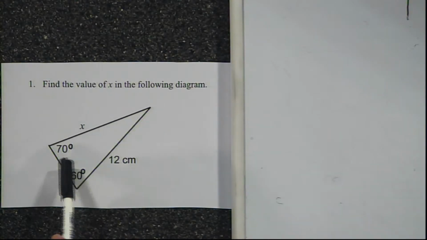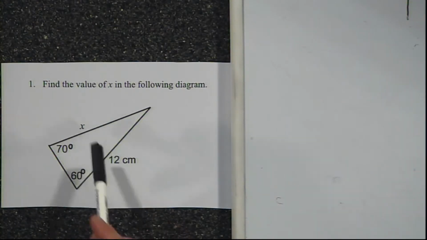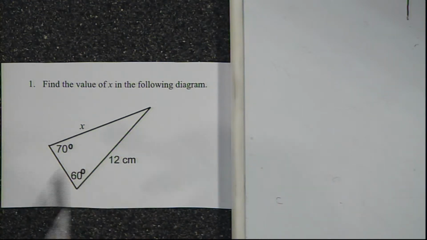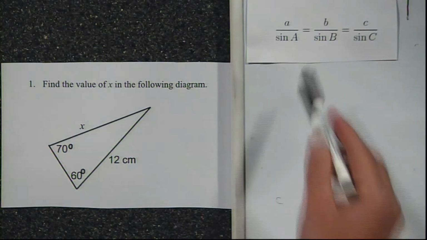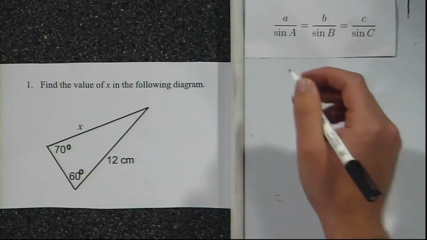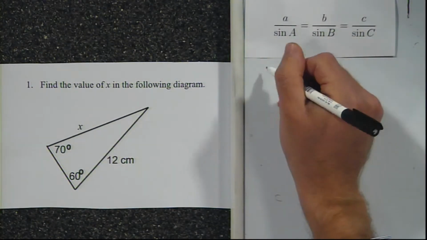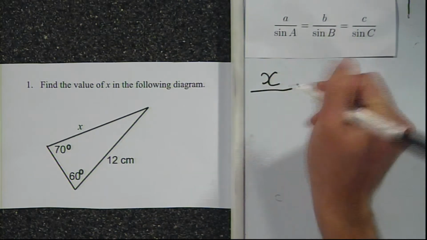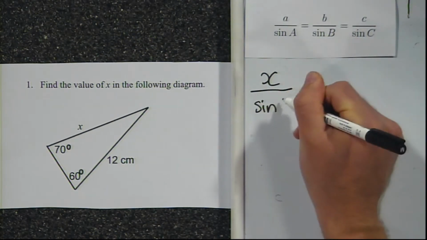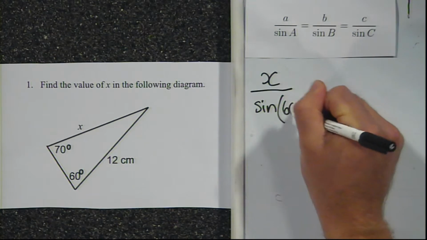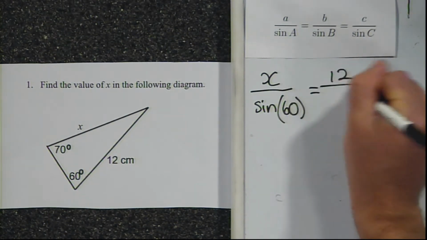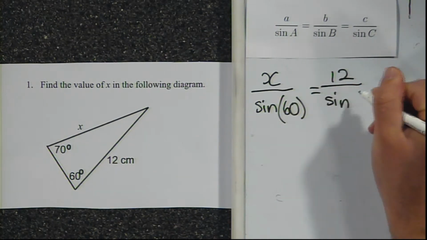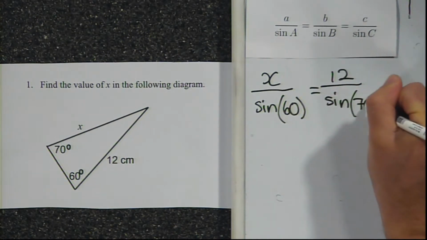In this example, we've got a side length angle pair with the 12 centimetres and the 70. So we're going to use the sine rule, and because we're looking for a side length, we're going to use the form with the side length on the numerator. So if we plug in our information, we've got x over sine of 60 equals 12 over sine of 70.